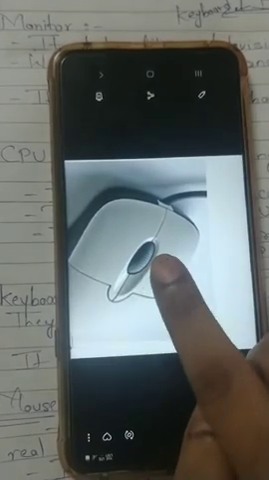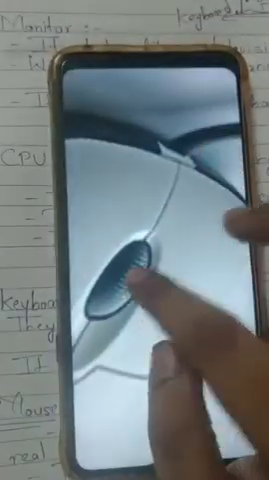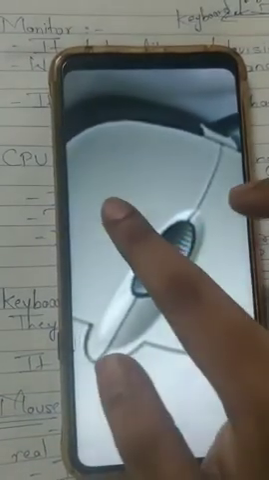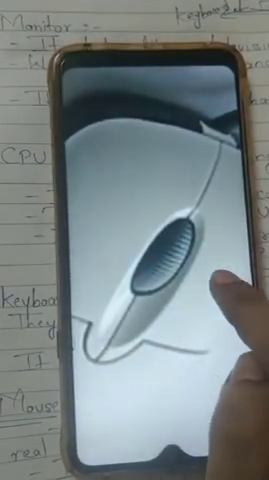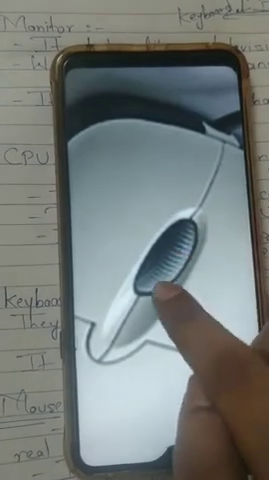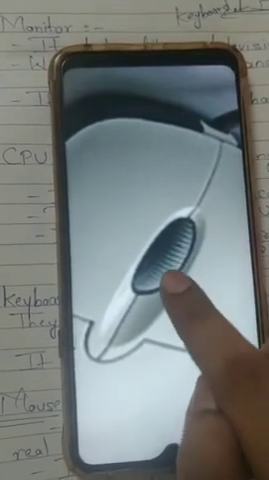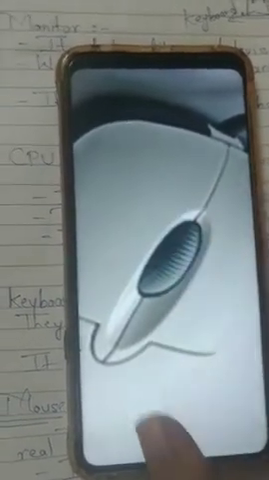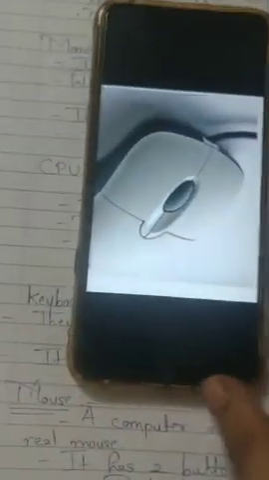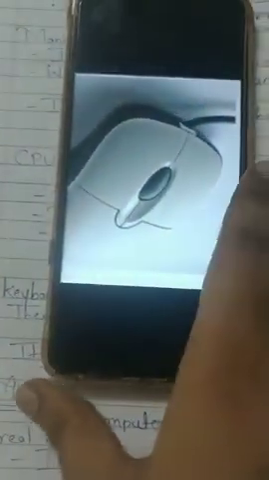And see here in the middle the wheel is present. That is known as the scroll wheel. What is this known as? Scroll wheel. Okay, this is the left button, this is the right button, and in between that is known as the scroll wheel. What is the use of a mouse? Anything you want to click, you want to point at, you can do it with the help of the mouse.